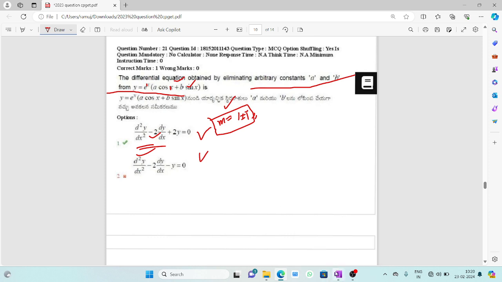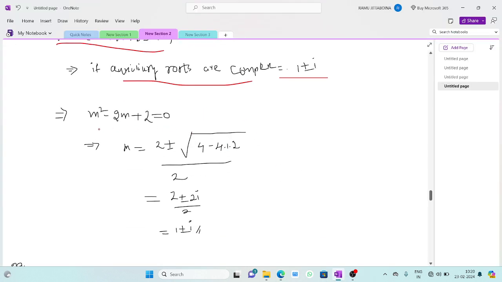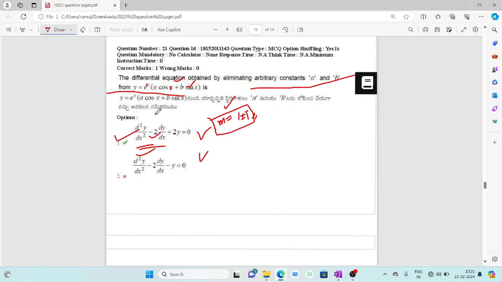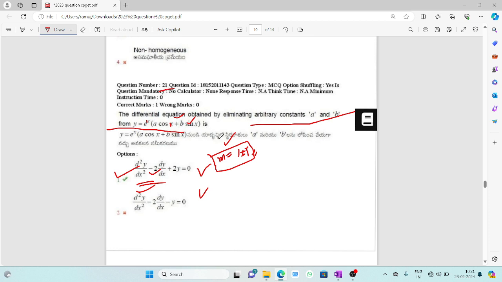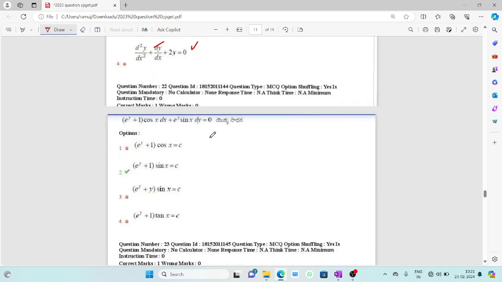So that is the function for the solution of a differential equation. What I did was take the first option and write it in the form of an auxiliary equation. I get m square minus 2m plus 2. If you find the roots of this, we get 1 plus or minus i. So the first option is the correct one for the 21st question, because it satisfies both conditions. That is the correct option for this 21st question.